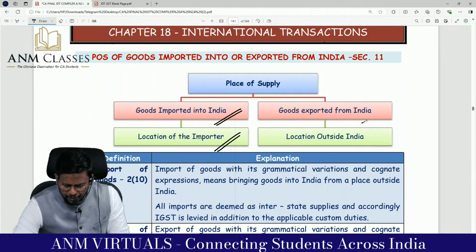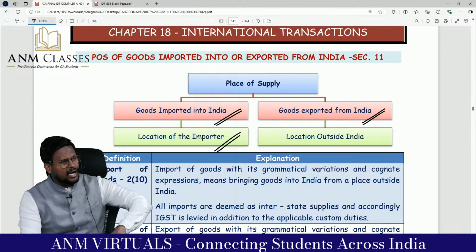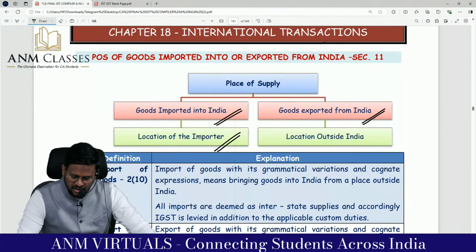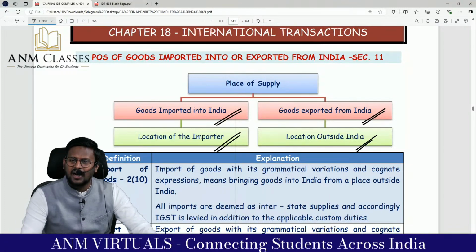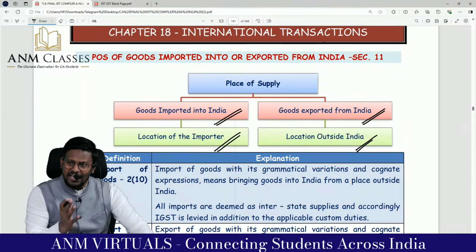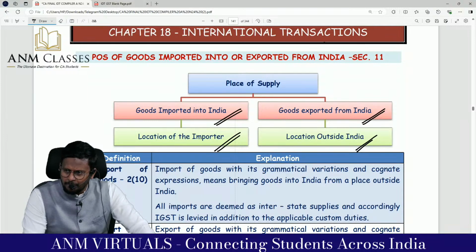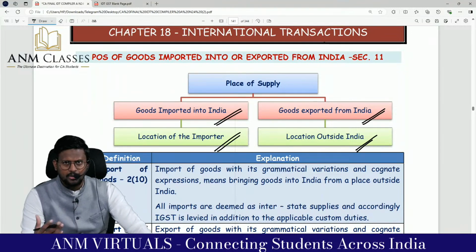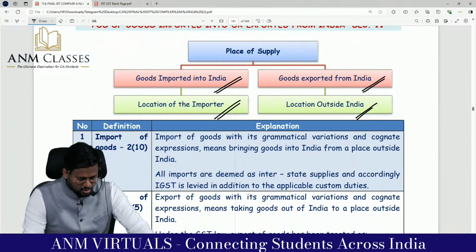Goods exported from India. That means from India, you are taking the goods outside India. The location outside India is the place of supply. Wherever you send it outside India, that is the place of supply. If it is London, then London; if it is New York, then New York; if it is England, then England; or if it is Australia, then Australia.